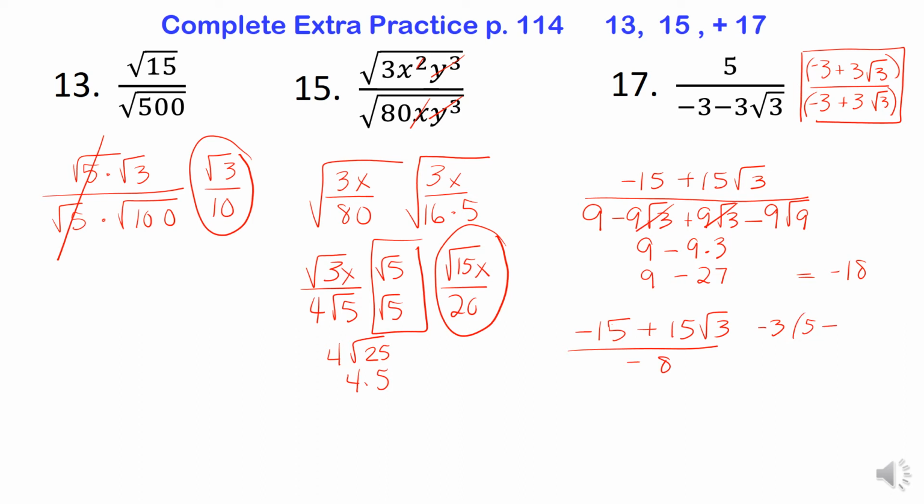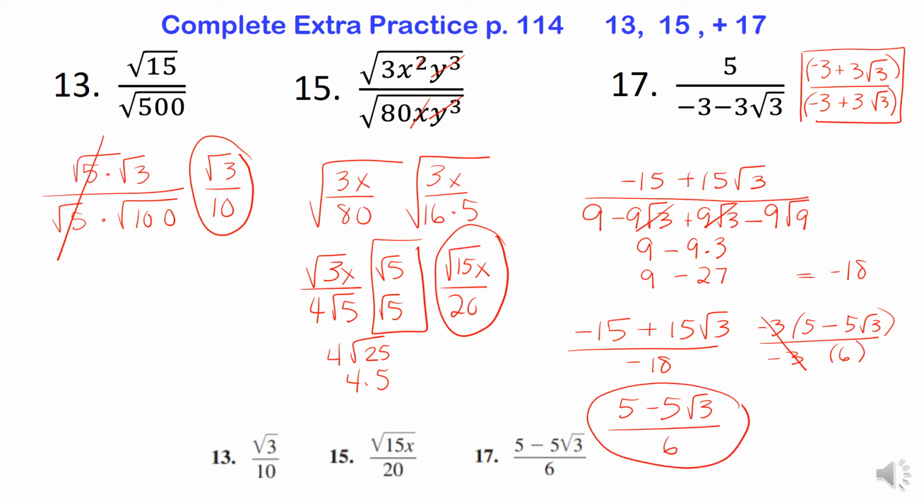So I've got a 5, and then make sure when you factor out you get the opposite sign, 5 square root of 3, and that would be over -3 parentheses 6. So now I'm going to cross cancel the -3's, and my final answer is 5 minus 5 square root of 3 over 6. And that would be the final answer that you get.